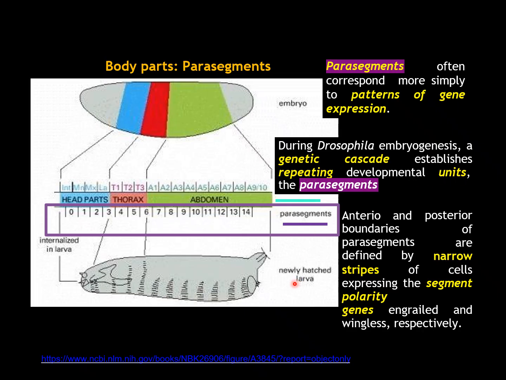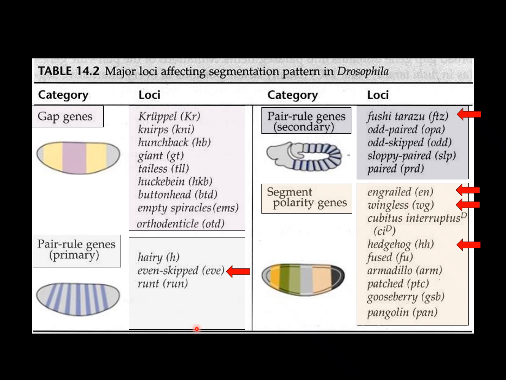In particular, they are narrow stripes, so you see denticle space between the wingless and engrailed patterns. Again, I'm not going to ask you to memorize all the genes, but for the pair-rule genes, this is one that is very important to remember: even-skipped, also fushi tarazu. And for the segment polarity genes, engrailed, wingless, as well as hedgehog.